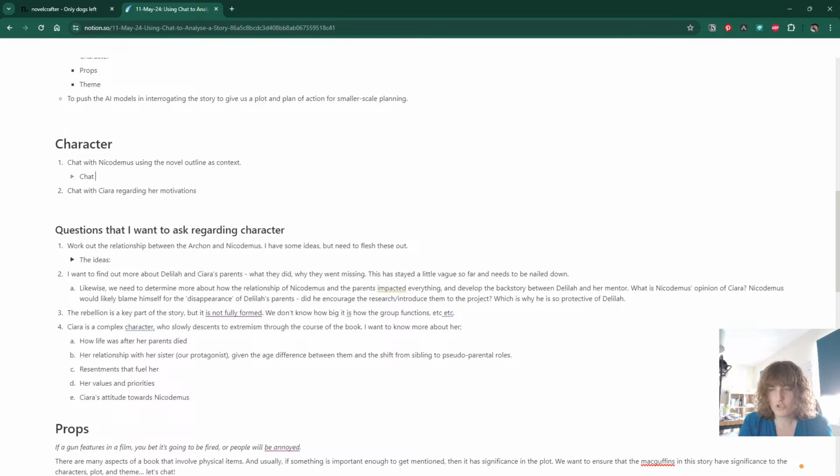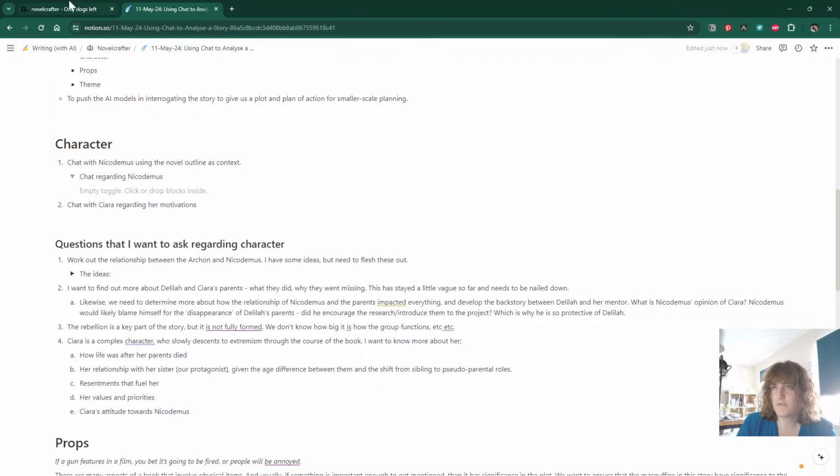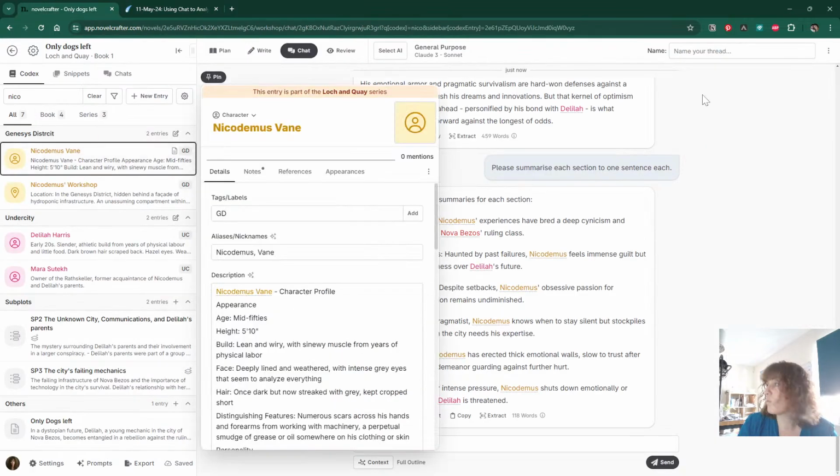Toggle chat regarding. That kind of fills in, I think, enough of what I wanted.